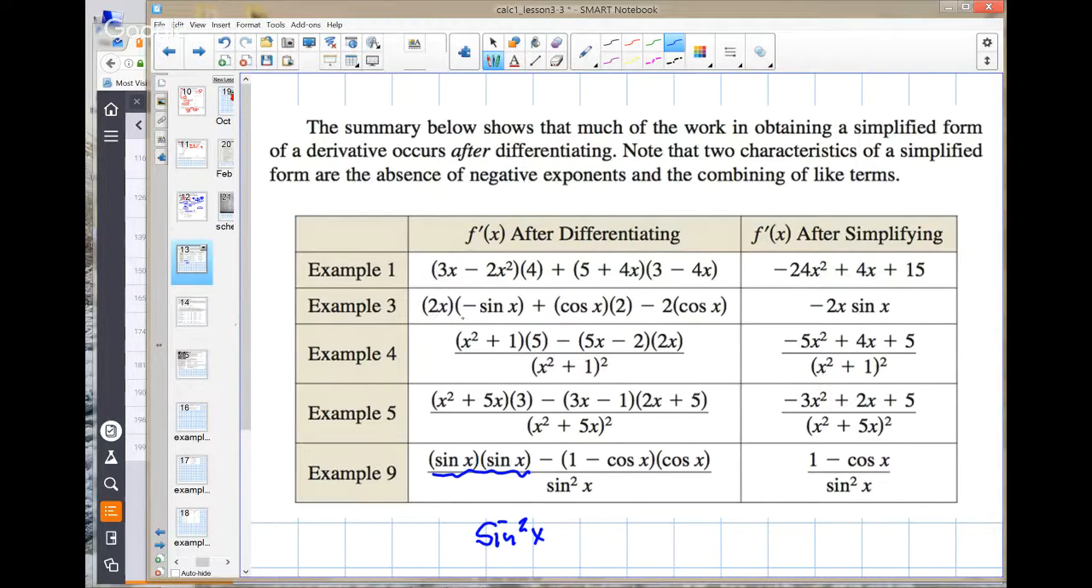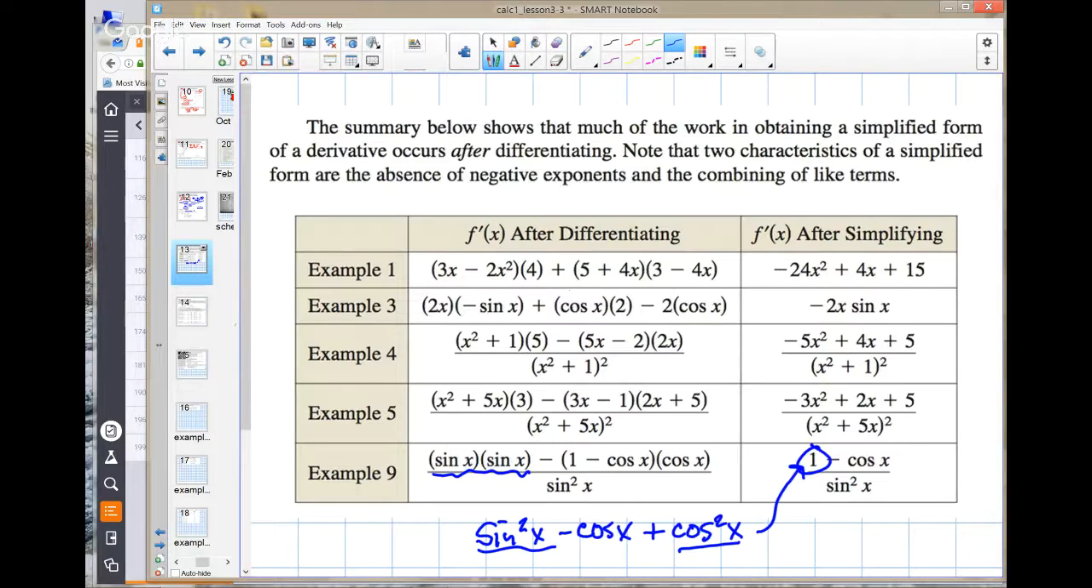Okay, and then when you multiply these, you get minus, let's see, cosine times 1 minus cosine x, cosine times cosine minus cosine squared, so it becomes minus a minus cosine squared, which is a plus cosine squared. And then you have this wonderful identity right here that we just used, sine squared plus cosine squared equals 1.